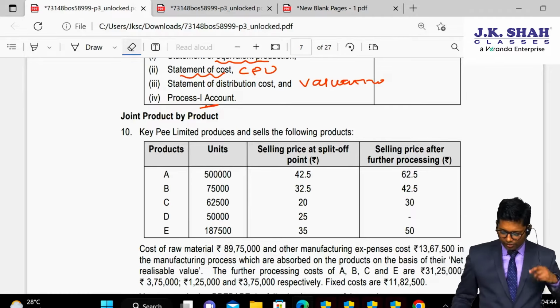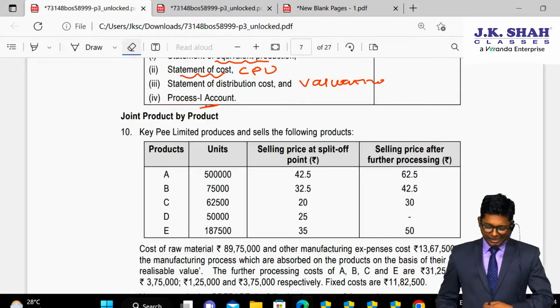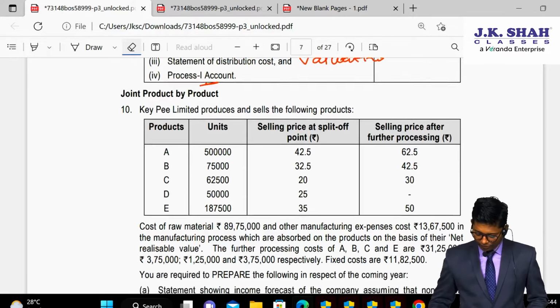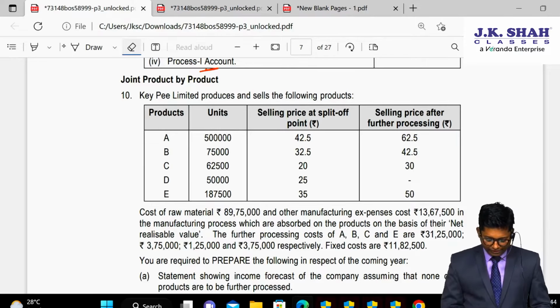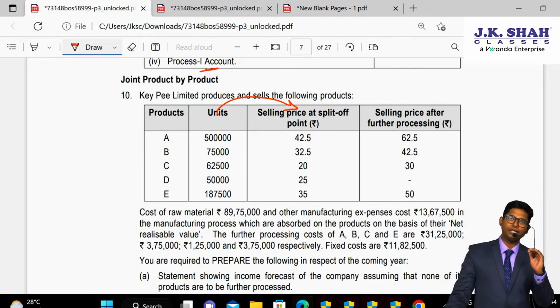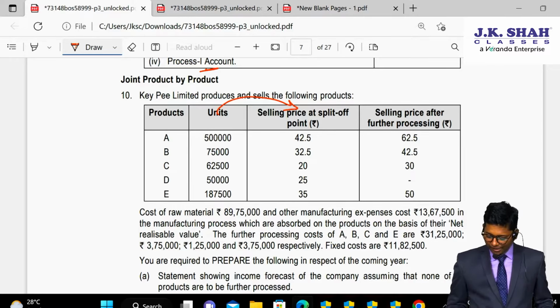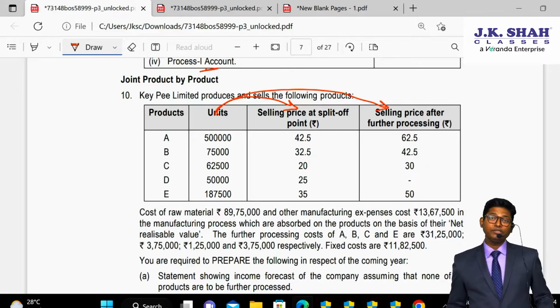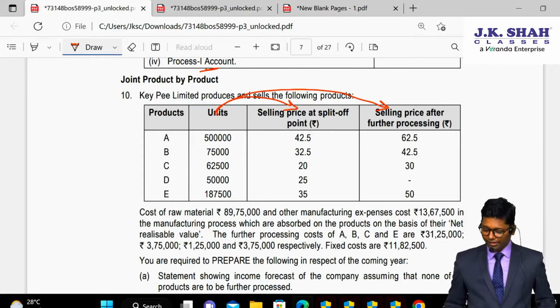The joint product byproduct. KP Limited produces and sells the following products. Total 5 products are given: A, B, C, D, E. Their respective units are available, and along with that their split off selling prices are available. Means if you sell these products at the intermediate stage, that is semi-finished product stage, you are going to get this much selling price, and this is revenue associated with split off stage. And if you sell these products after further processing at the final stage, then the associated revenue is given.